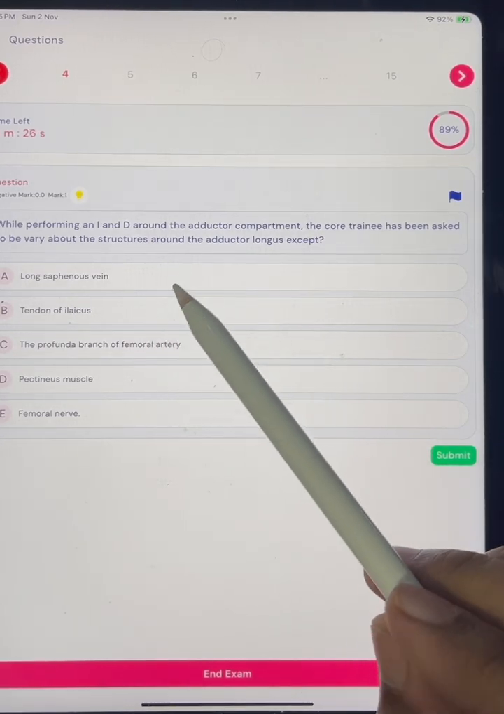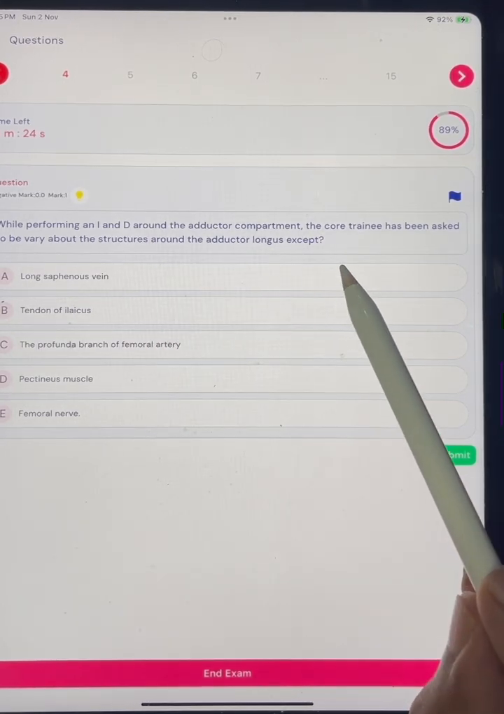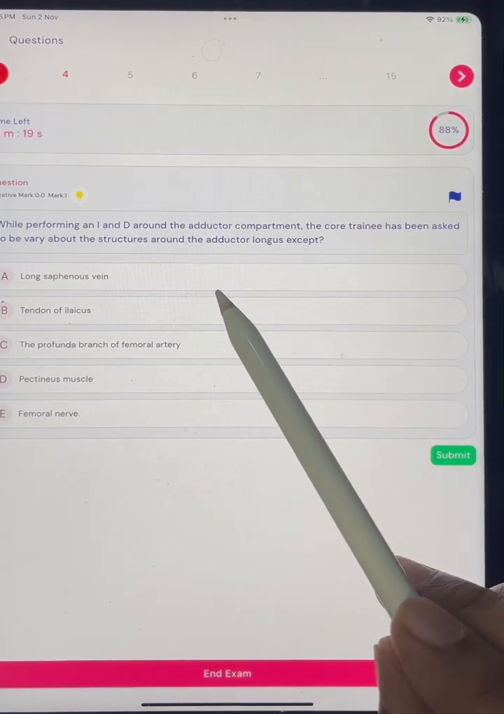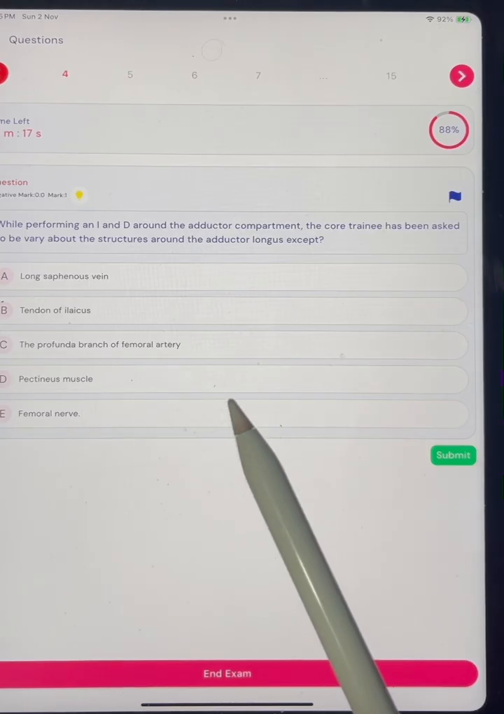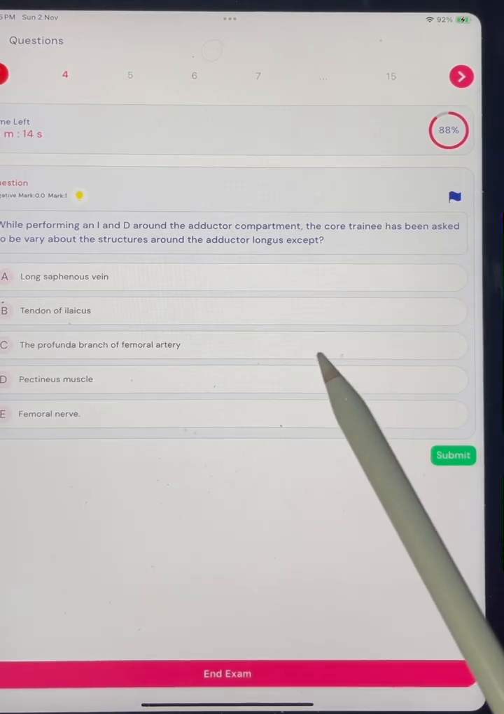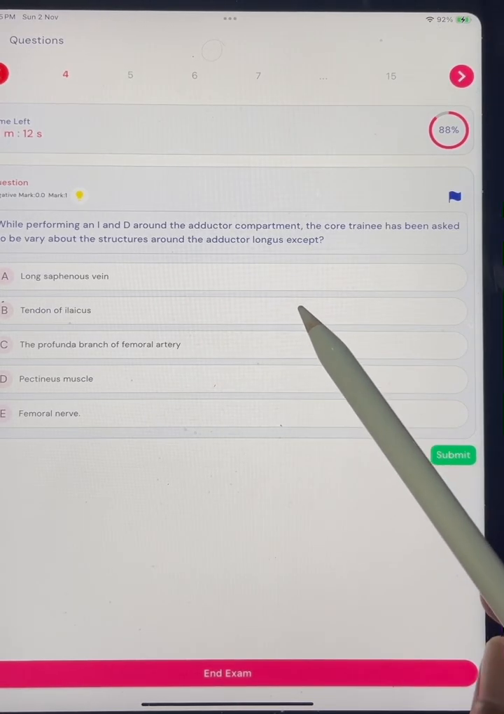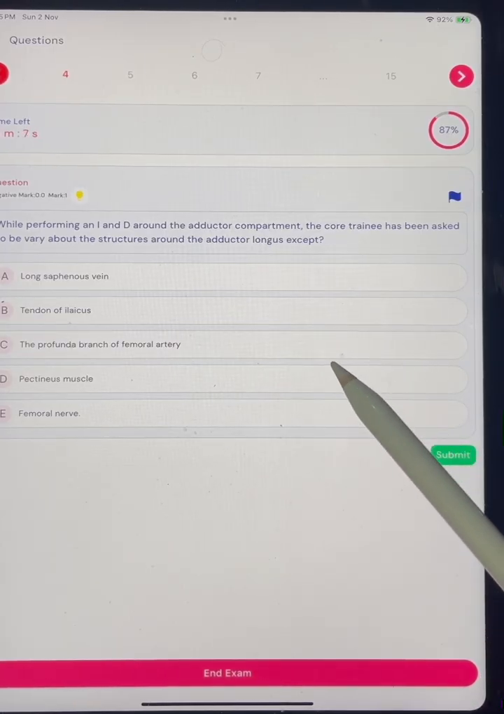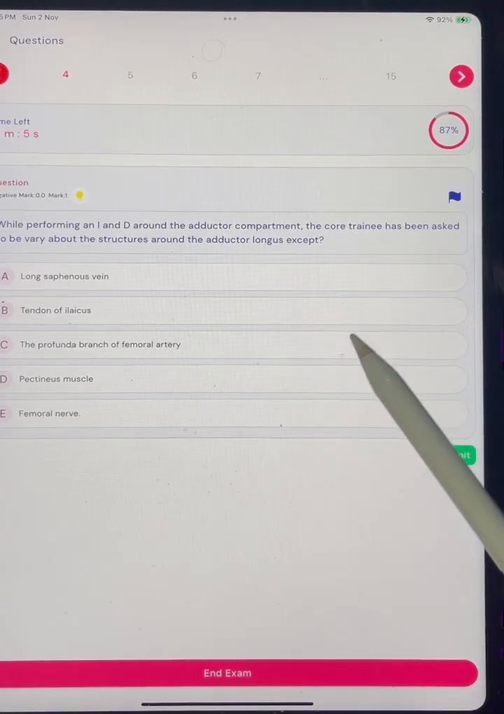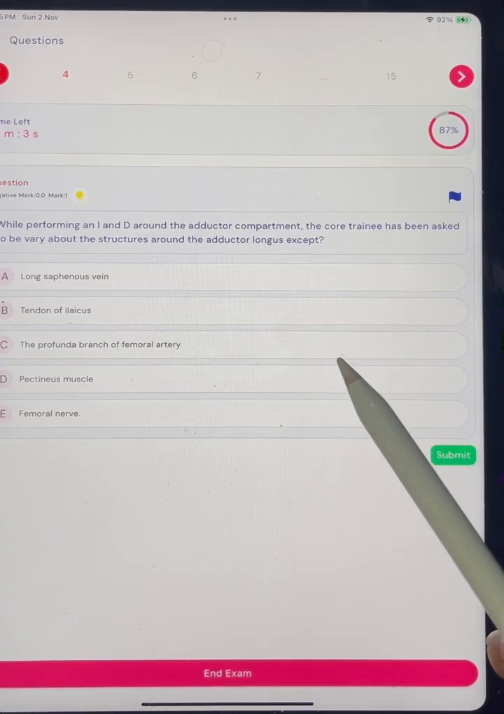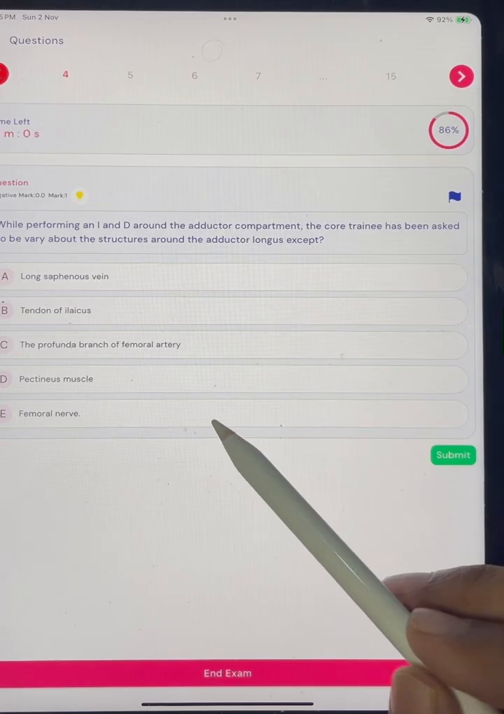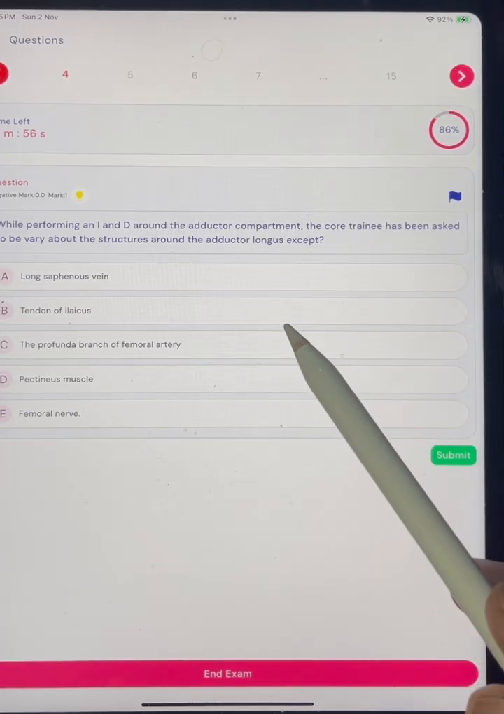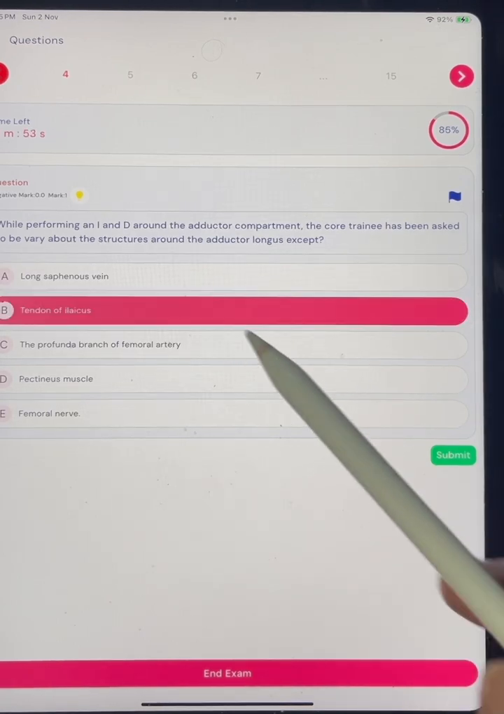While performing dissection around the adductor compartment, the core trainee has been asked about structures around the adductor longus, except: the tendon of iliacus, profunda femoris artery, pectineus muscle, femoral nerve. So these are the structures around adductor longus. Tendon of iliacus is far away.